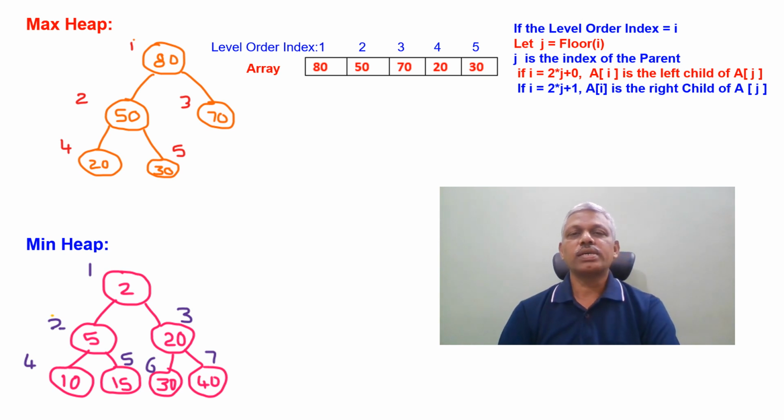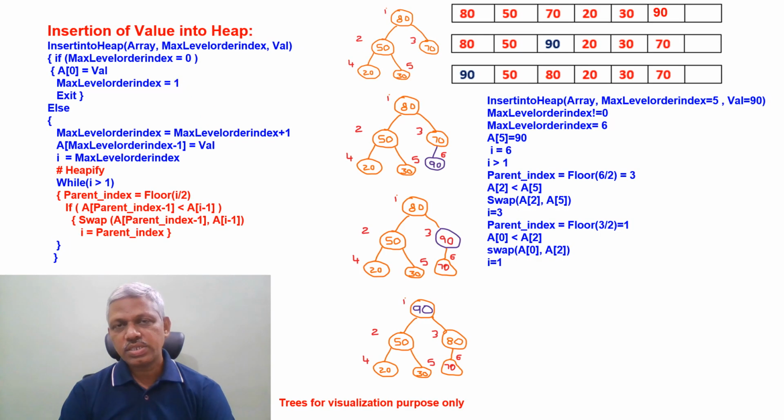For example, if I take 5 and want to identify the parent of that node, the floor of 5 by 2 should give me the parent. So here 3 and 4 are the children of 1, and 5 is a child of 2. This is how we can identify the child and parent relationship in an array. Insertion of a value into the heap is the first operation that we perform here. We'll observe that.